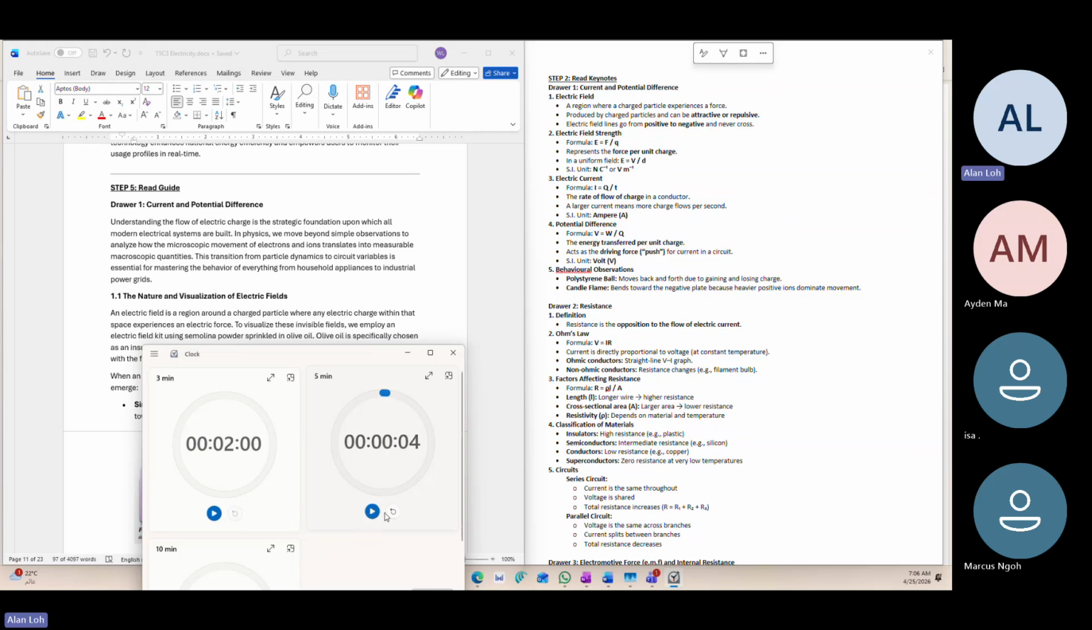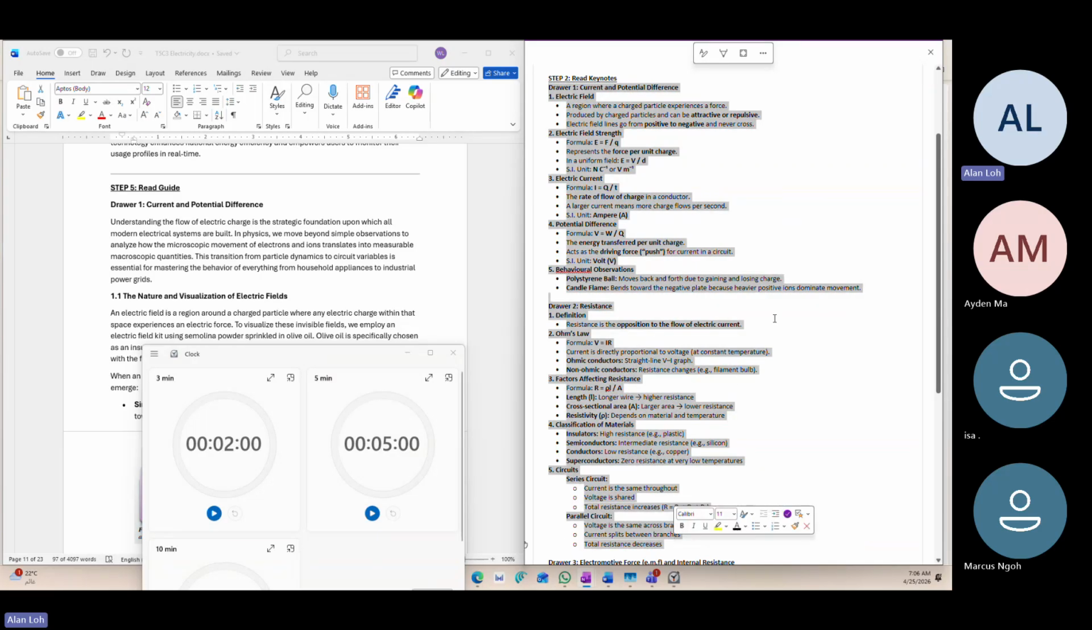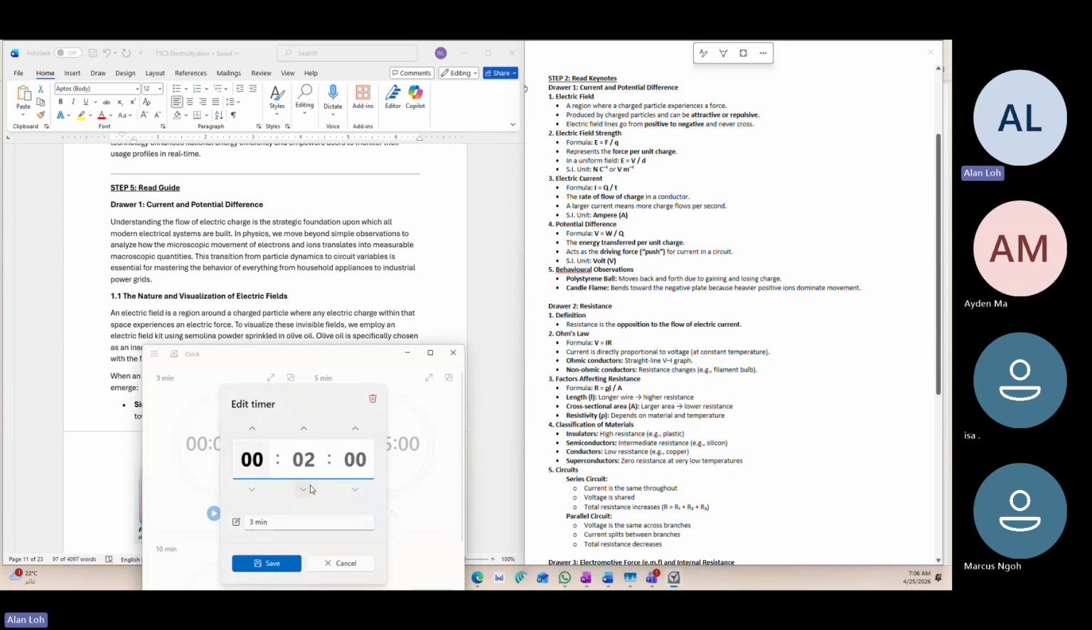All right, time's up. Now, let's do this. Let's read drawer 1 until drawer 2 again. And this time, ask yourself if your understanding, compared to maybe 20 minutes ago when you started reading step 2, is higher or still the same. All right, let's do it now. Let's read this for 1 minute.